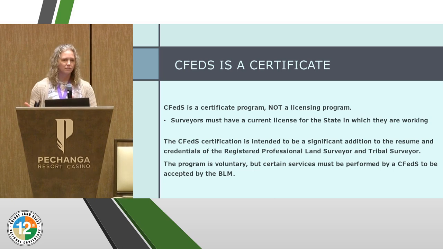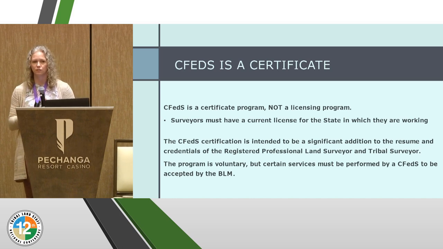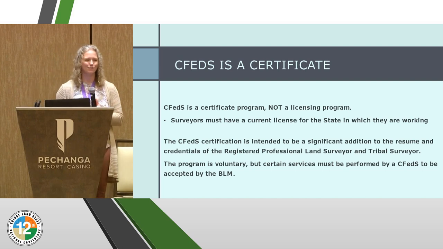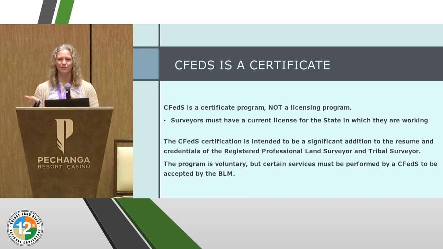And an important thing to note about the CFEDS program is that it is not a licensure program. It is just a certificate program. It's intended to add additional credentials onto a professional license already. So if you're working with a surveyor, they have to be licensed in the state that they're performing work in. That's priority number one. The CFEDS does not override. So if they are licensed in Idaho and they're trying to do work in Washington with a CFEDS certificate, that's not how the system works. They have to be registered to perform work in Washington also.